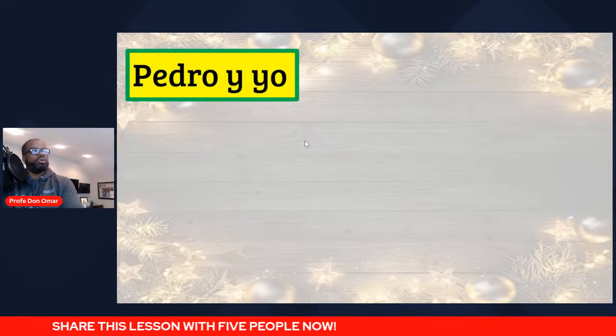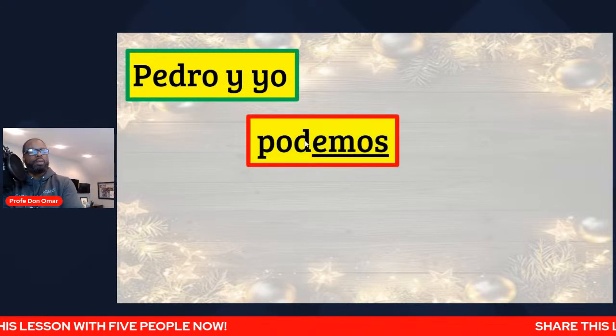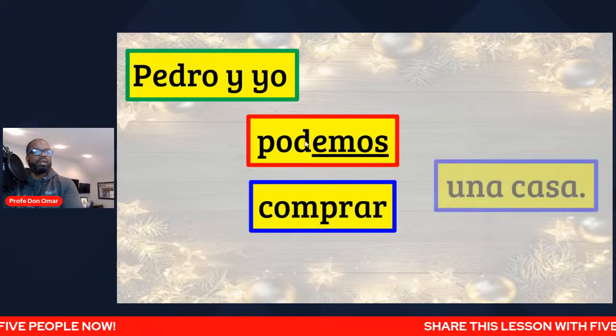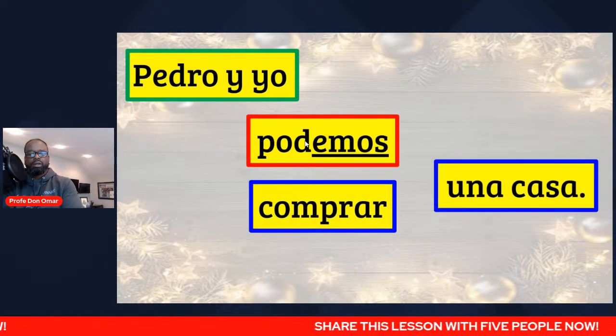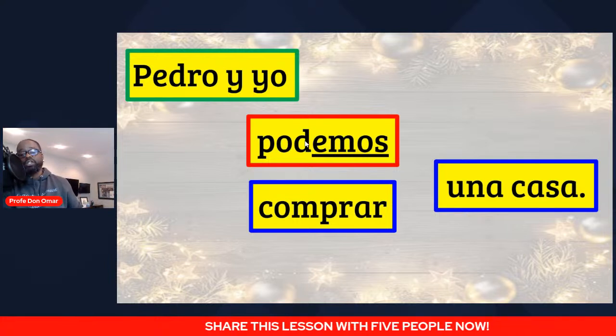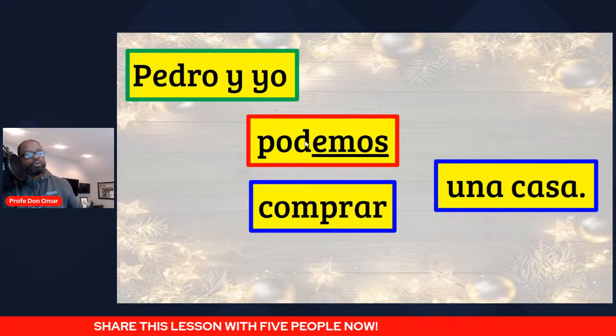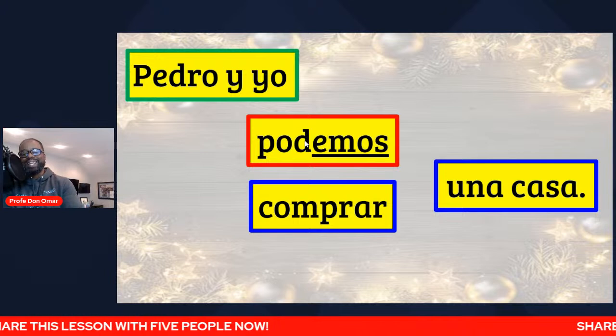Pedro y yo podemos comprar una casa. That's why you're here, Chelsea. I'm trying to break it down so you can pick it up. We're going to make it as easy as possible.